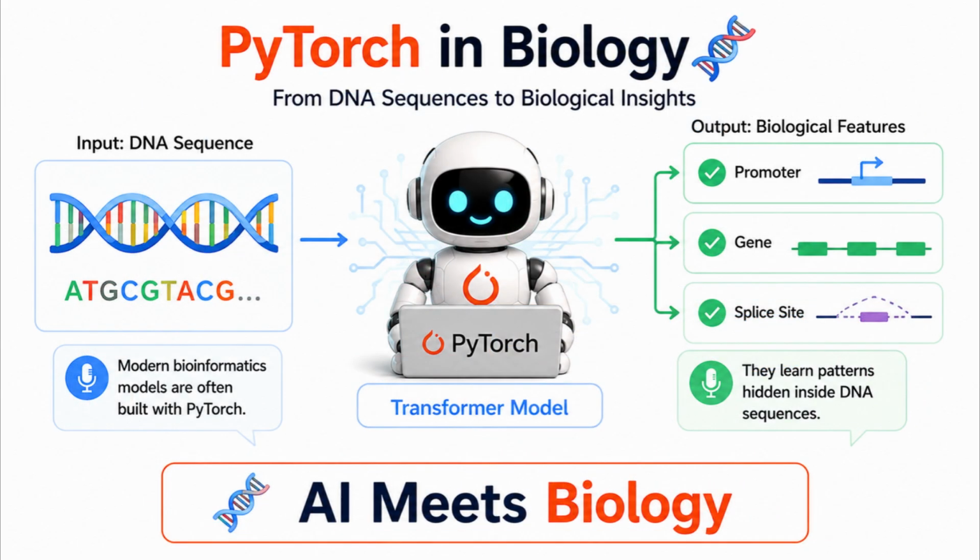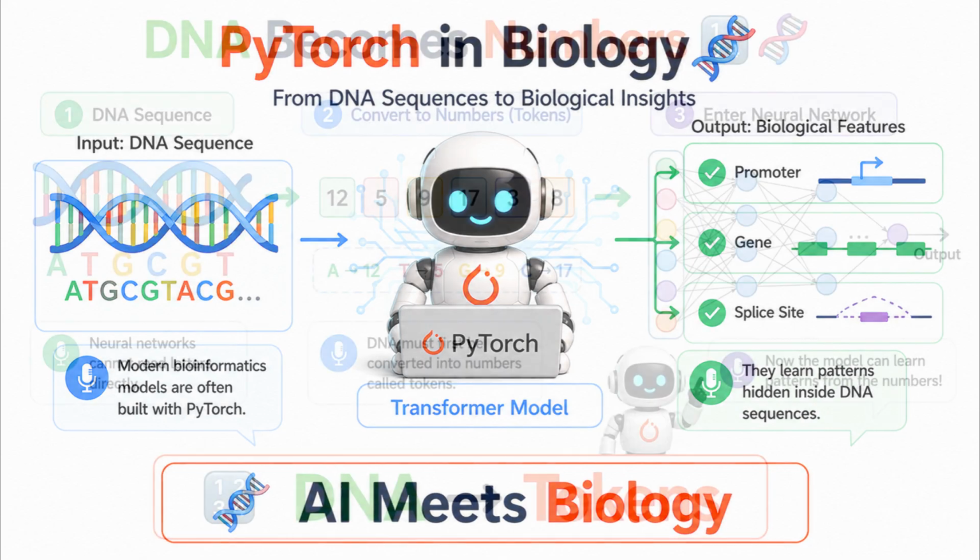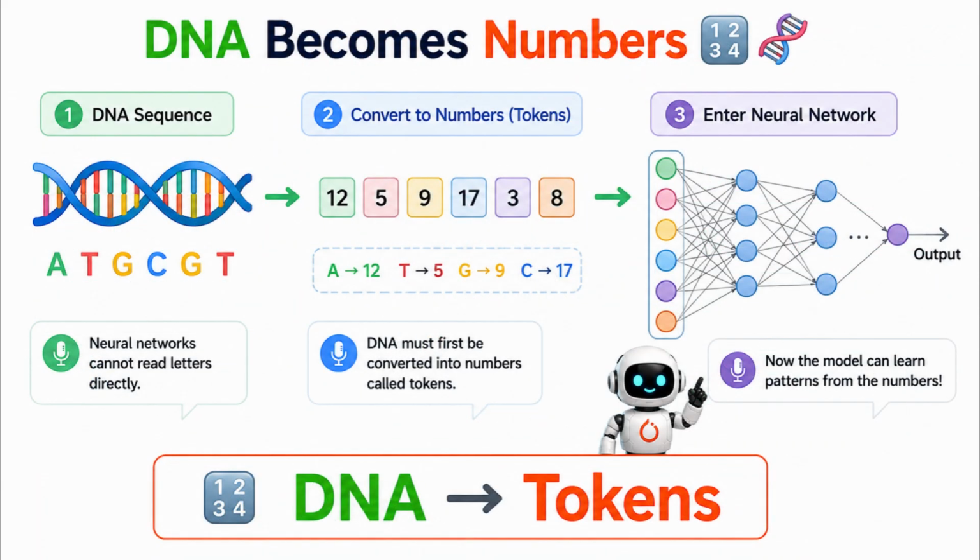Modern bioinformatics models are often built with PyTorch. They learn patterns hidden inside DNA sequences. Neural networks cannot read letters directly. DNA must first be converted into numbers called tokens.